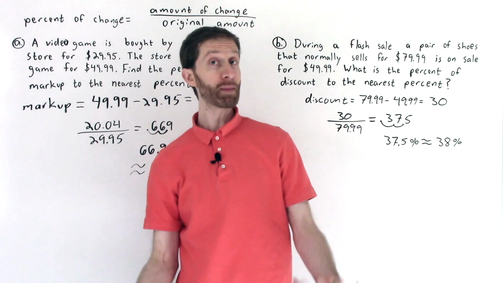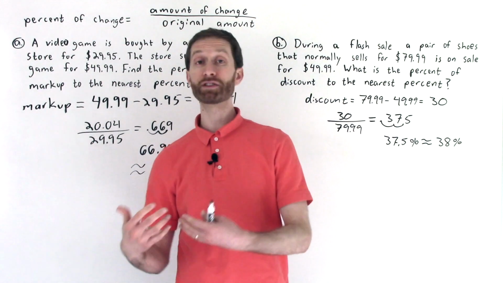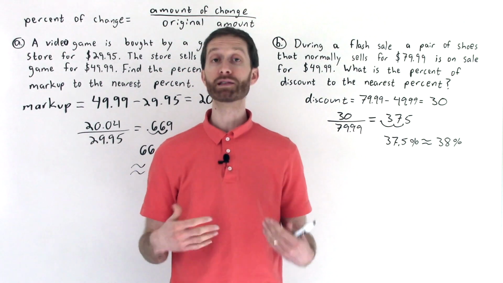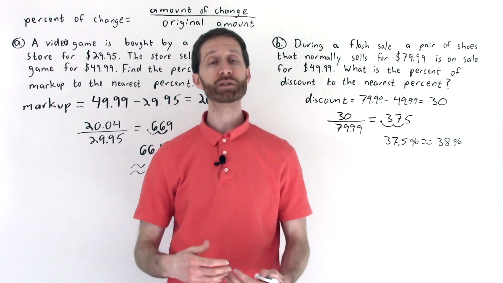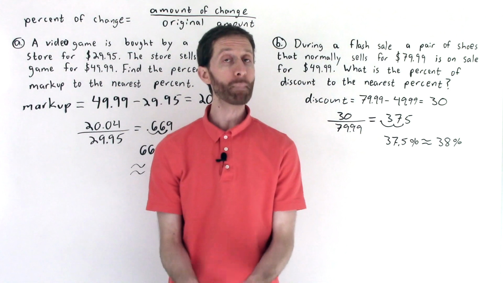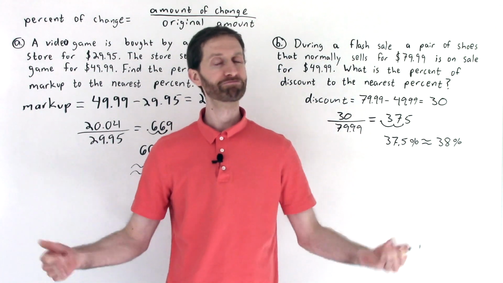The moral of this math story is that percent of discount and percent of markup is the same thing as finding percent of change. It's just applying percent of change to very specific problems involving money and selling things. Good stuff.